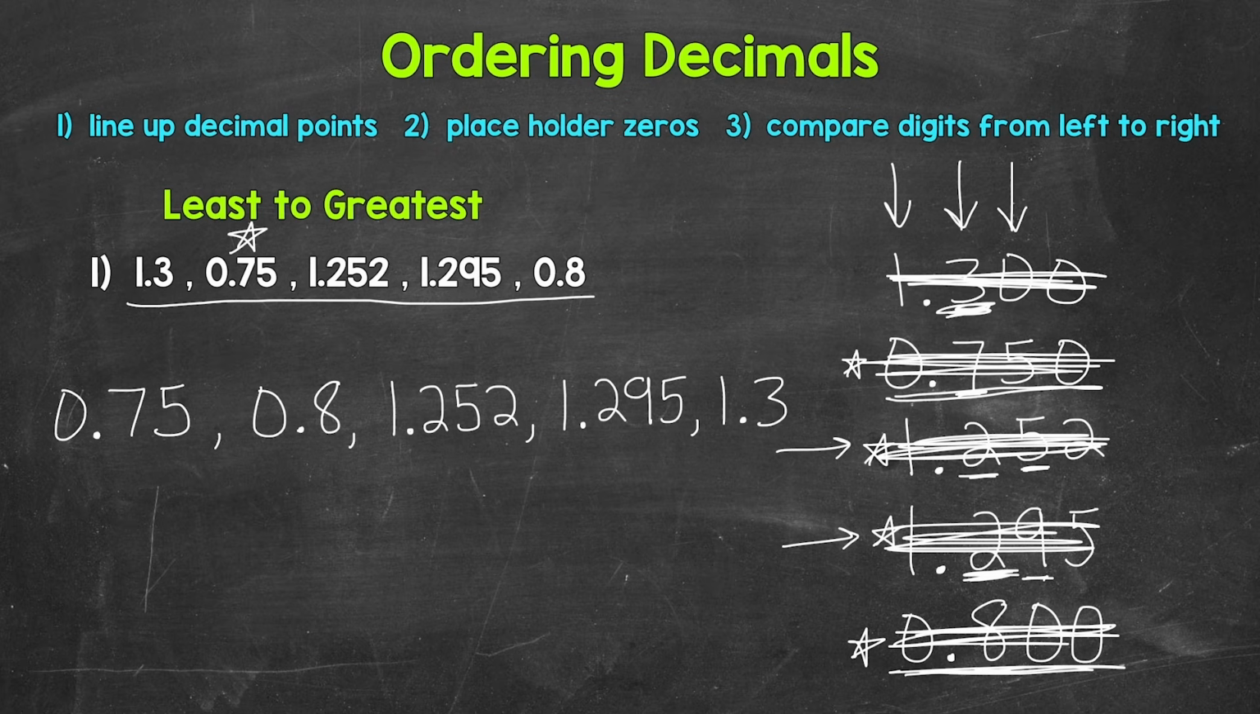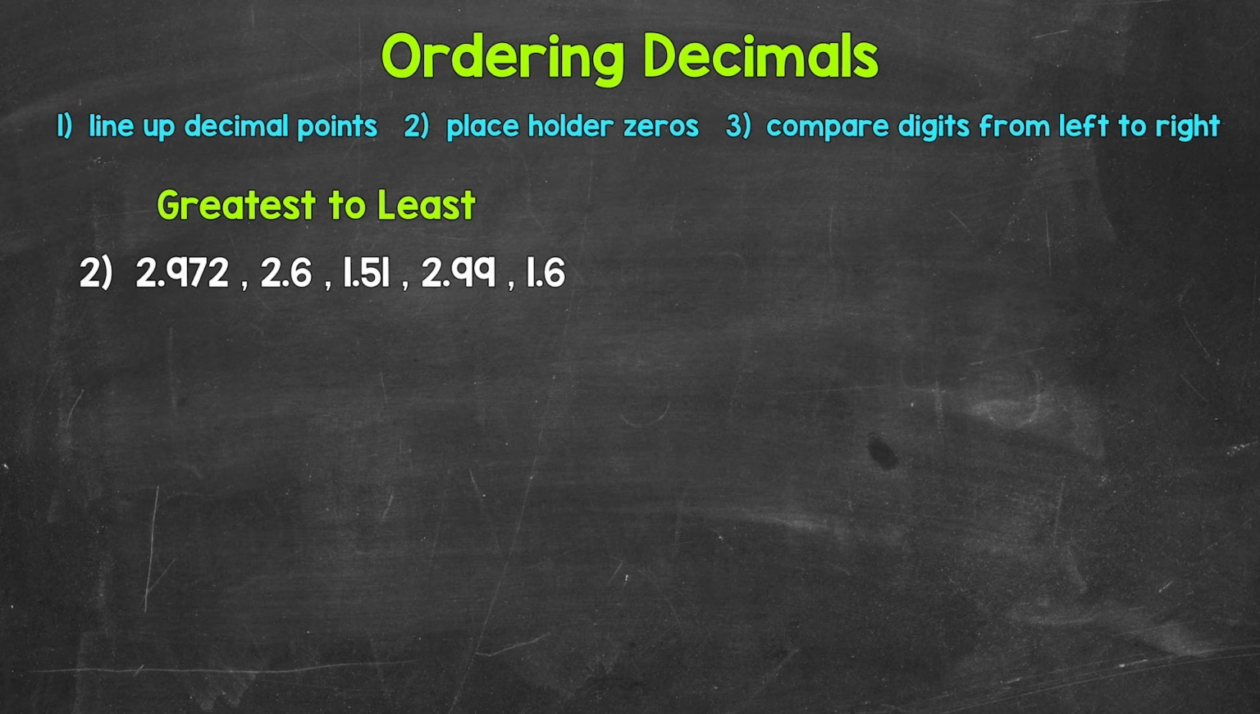Now let's move on to number 2. So here's number 2. We need to order the decimals from greatest to least.